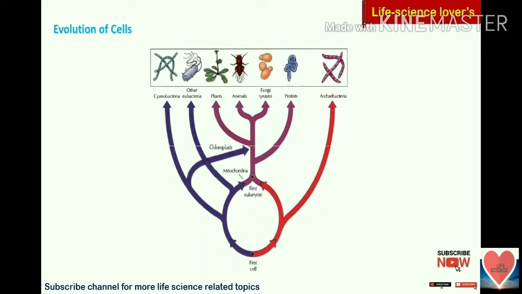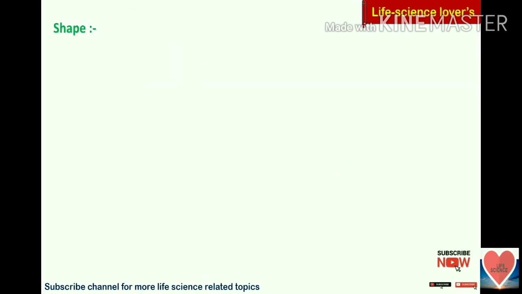So this is some picture. Here you can see how one cell evolved into cyanobacteria, other eubacteria, plants, animals, fungi, protists and archaebacteria. This topic we will discuss deeply in the next lectures, which is very important in our competitive examinations.